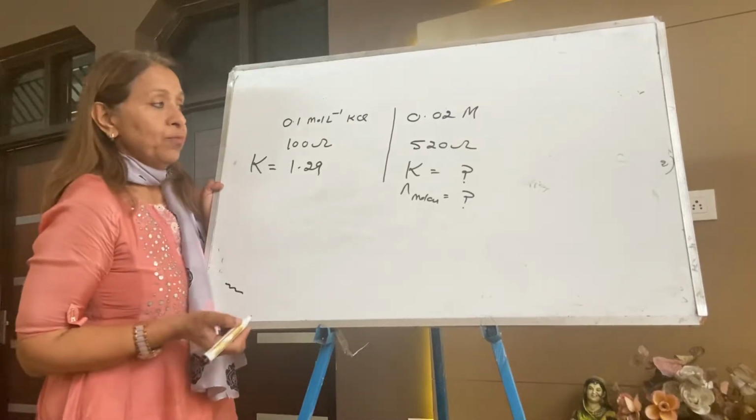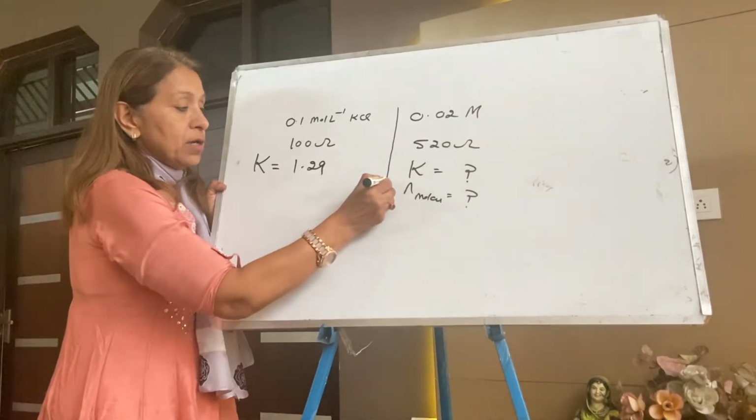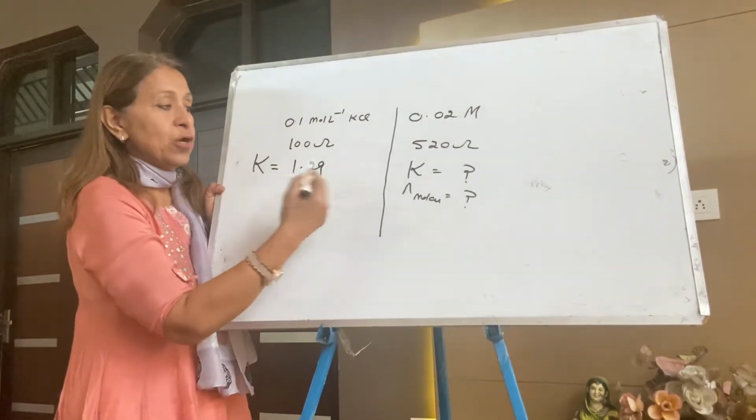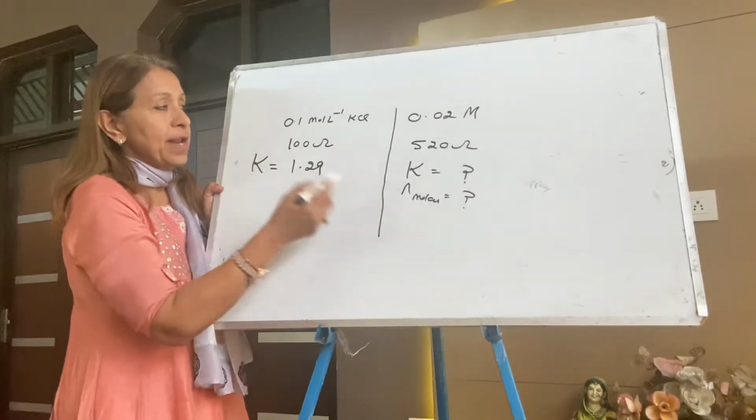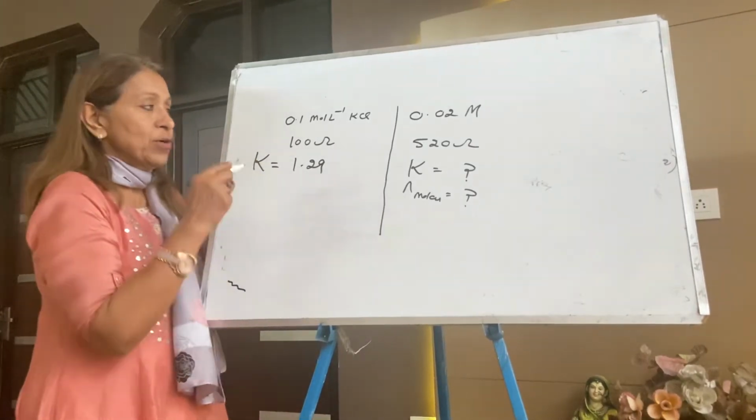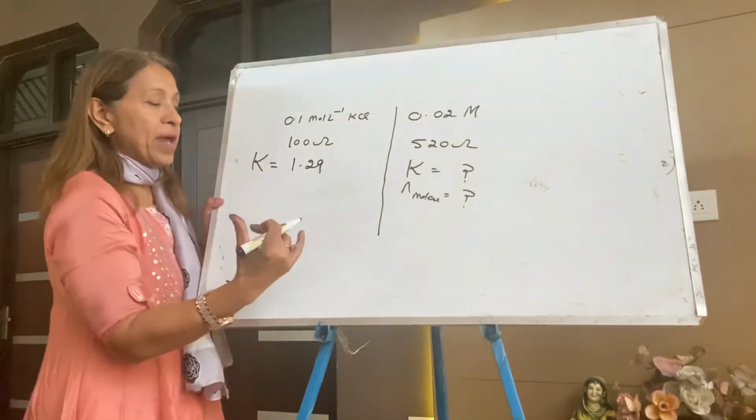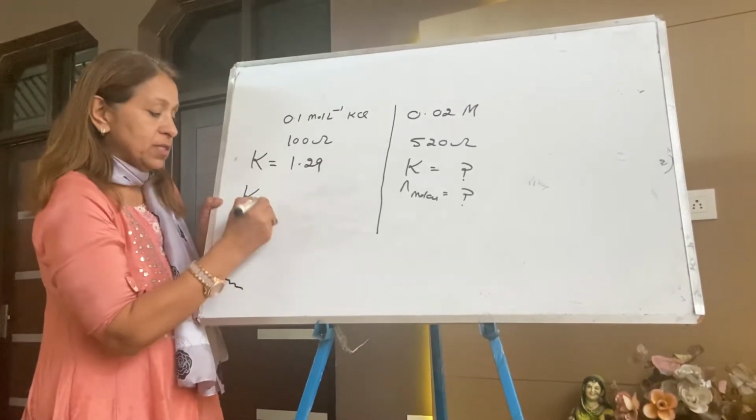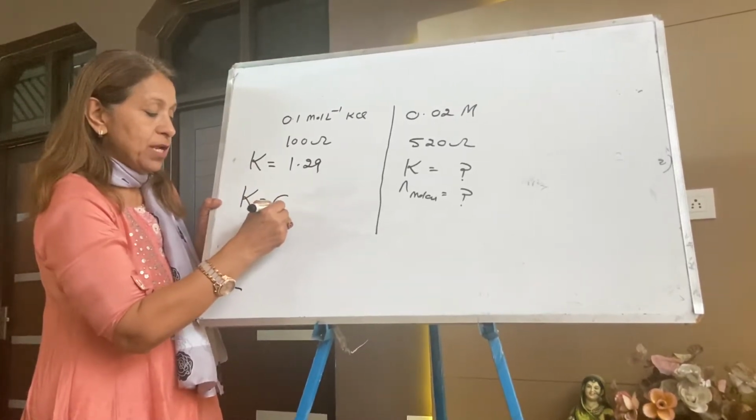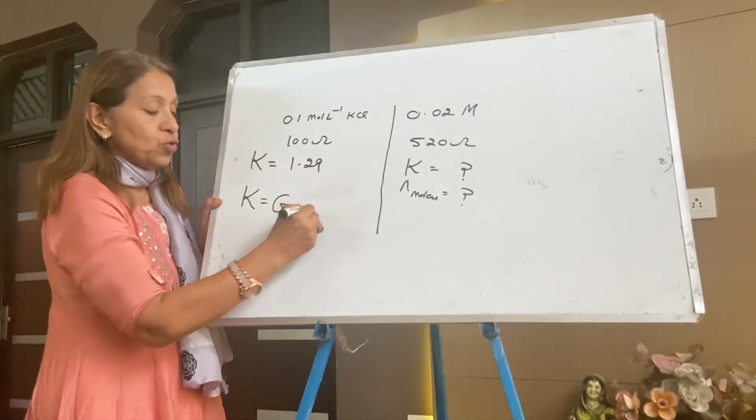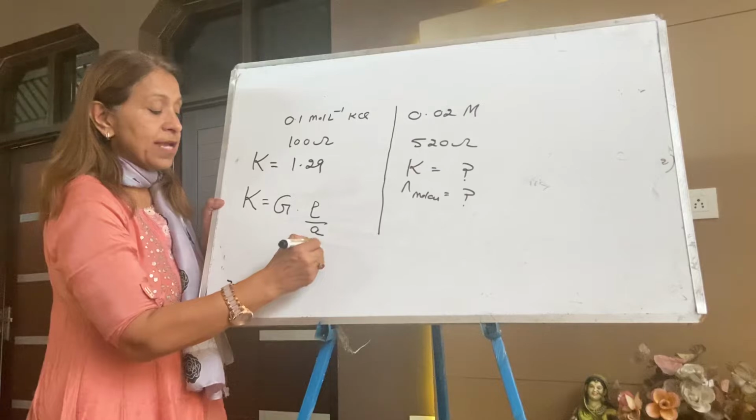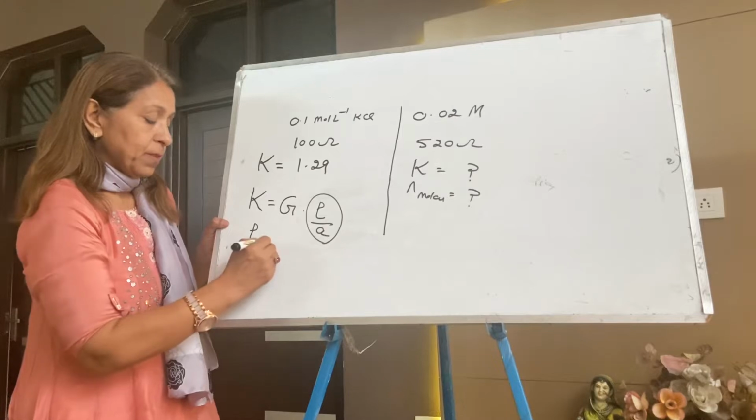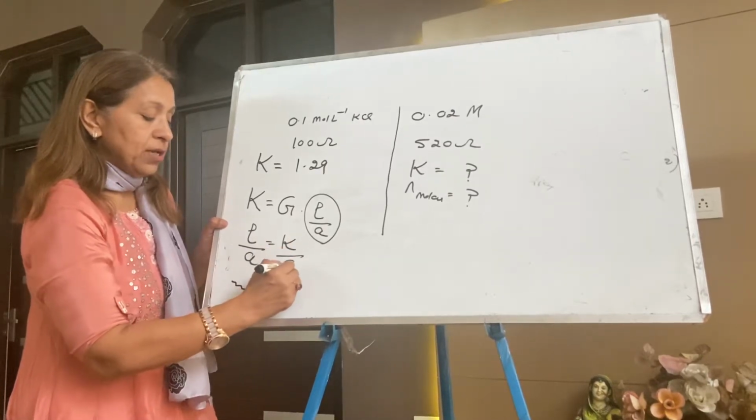Now student, as I have told you so many times, if two solutions come, with two values given of the same type, then always calculate the constant first. So make two paragraphs, and write K, because K is given on this side. K is conductivity, G is conductance, into L by A. L by A is the cell constant. Calculate the constant first. L by A is equal to K by G.